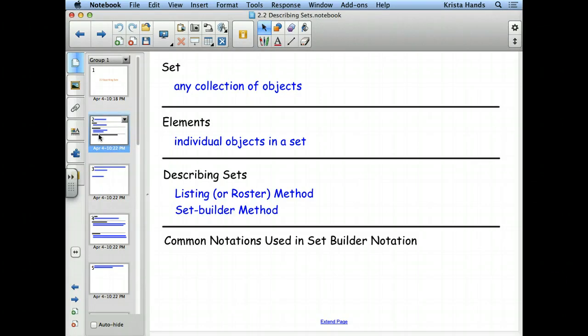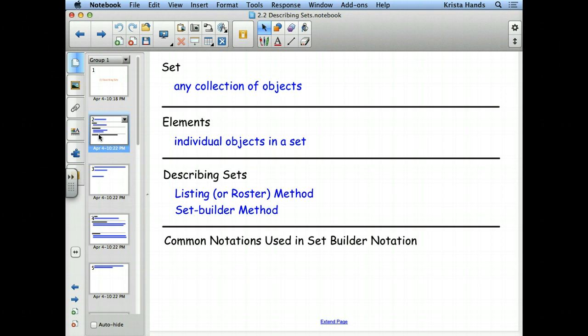A set is simply any collection of objects. So it's what you mean when you say my set of books, my set of friends, my set of family members. It can be talking about any collection of anything, okay? And then an element is simply an object in that set. So whatever your set is, it's the things that you're describing in that set.